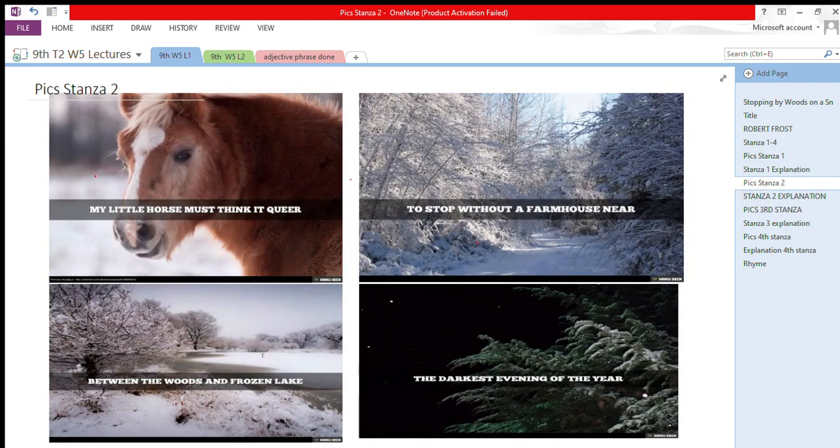Now stanza 2 talks about the horse of the speaker. My little horse must think it queer to stop without a farmhouse near, between the woods and frozen lake, the darkest evening of the year. Now, in the second stanza, the poet talks about his little horse who must think it queer. Queer means he must think it strange. He gives the qualities of a human being to his horse. So we'll see what happens.